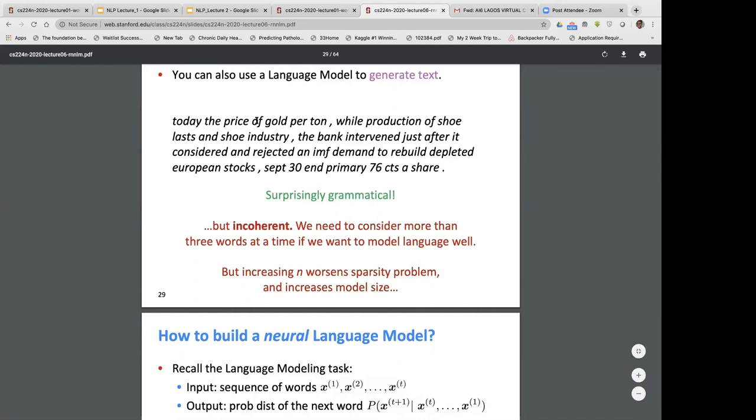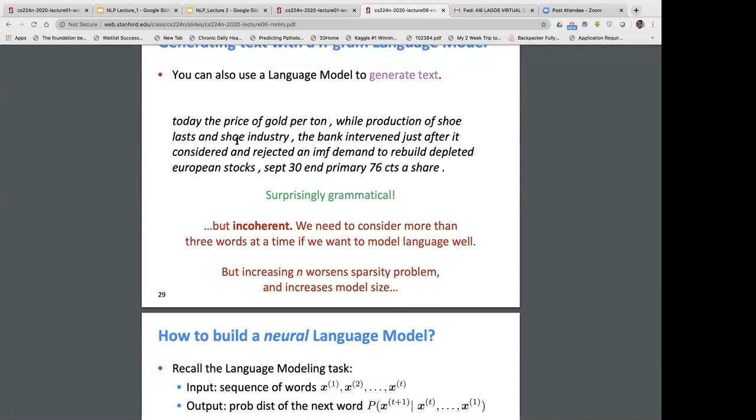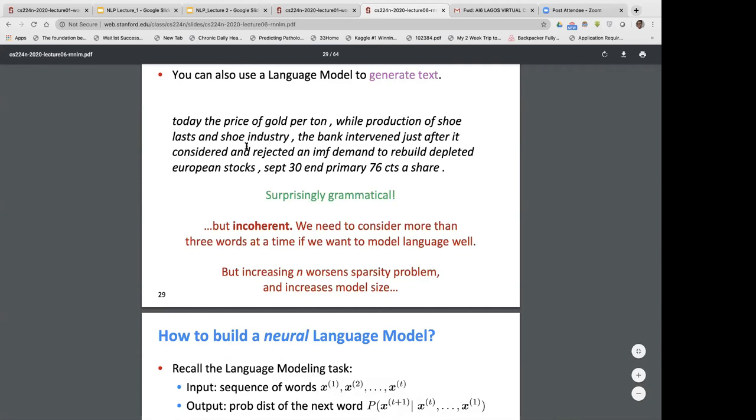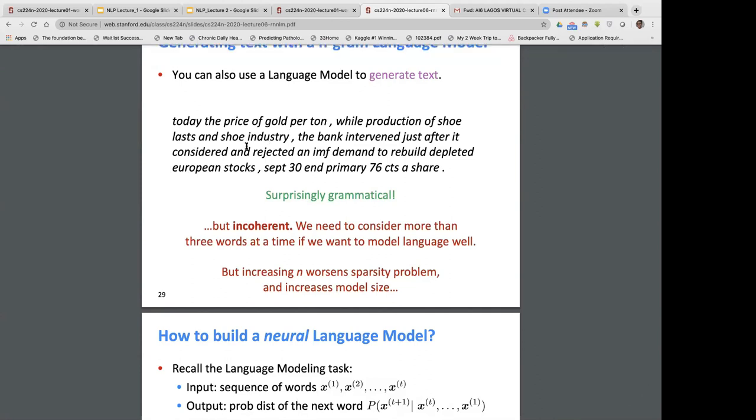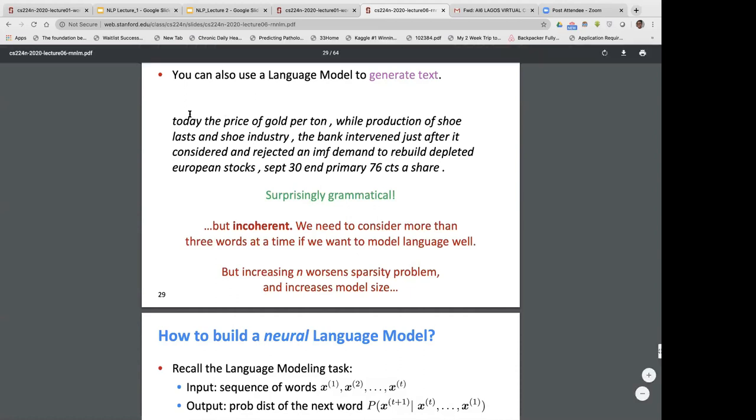Here "of" is your target and "today the price" is your input. If your model doesn't predict "of", as it should, and instead predicts "gold", you calculate the loss between what it predicted and the right prediction, and then you backpropagate that loss. So you go on like that, depending on your window size.